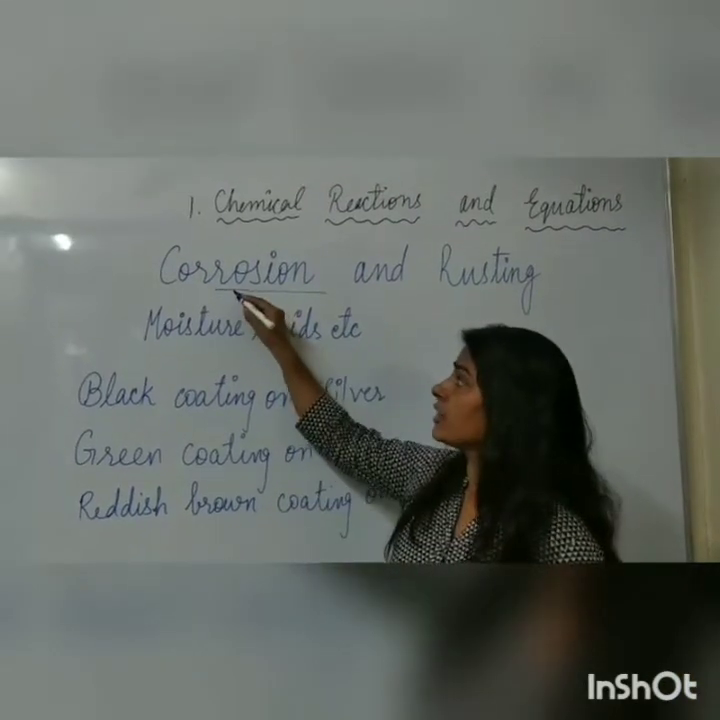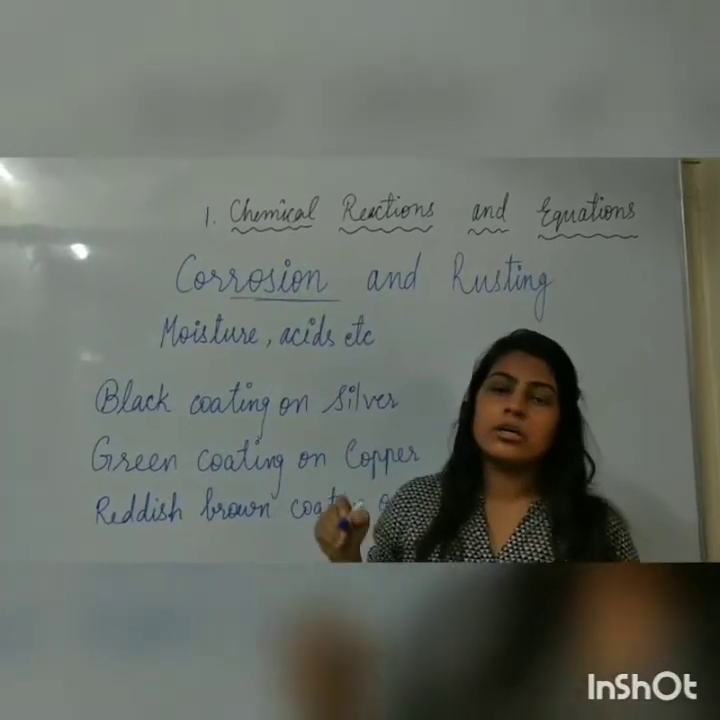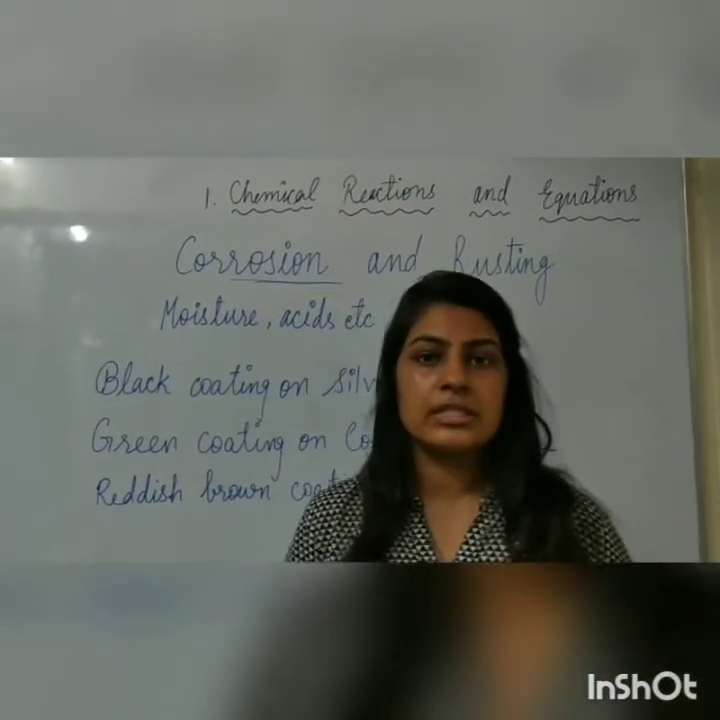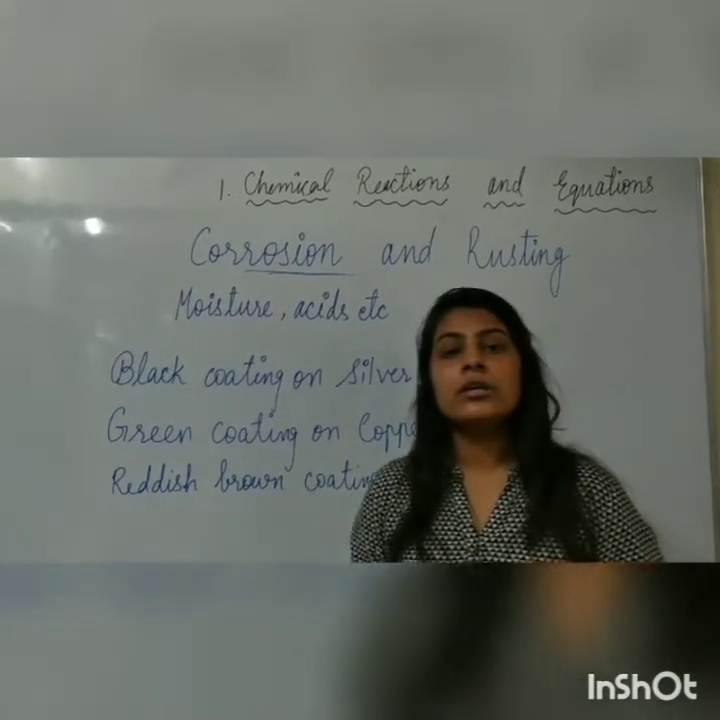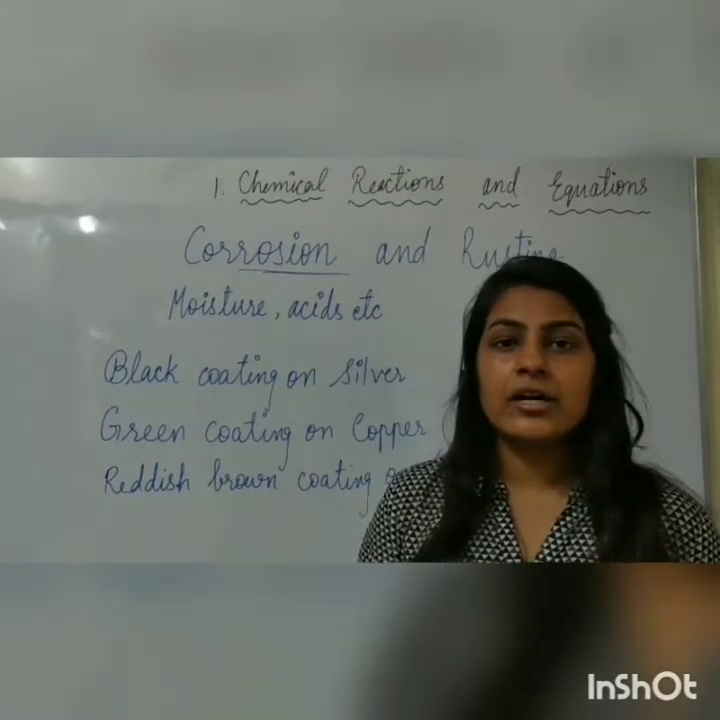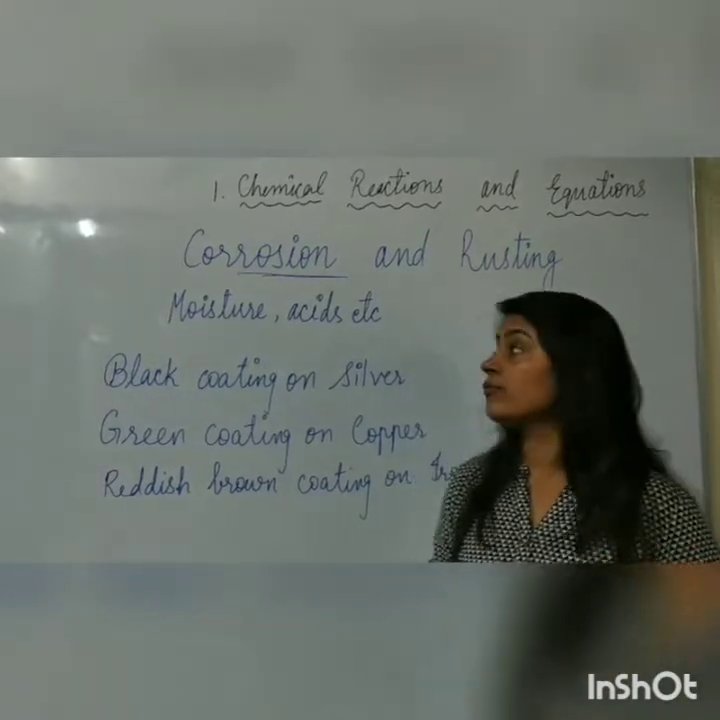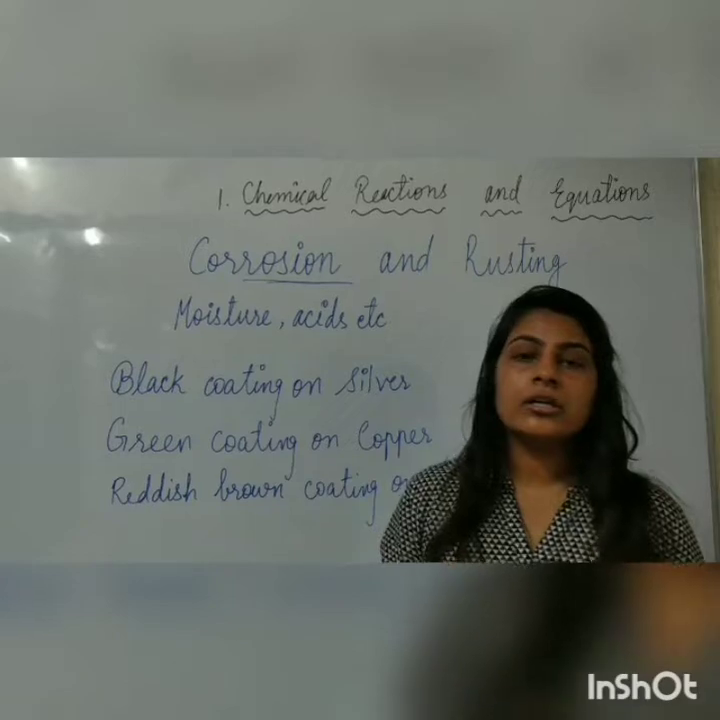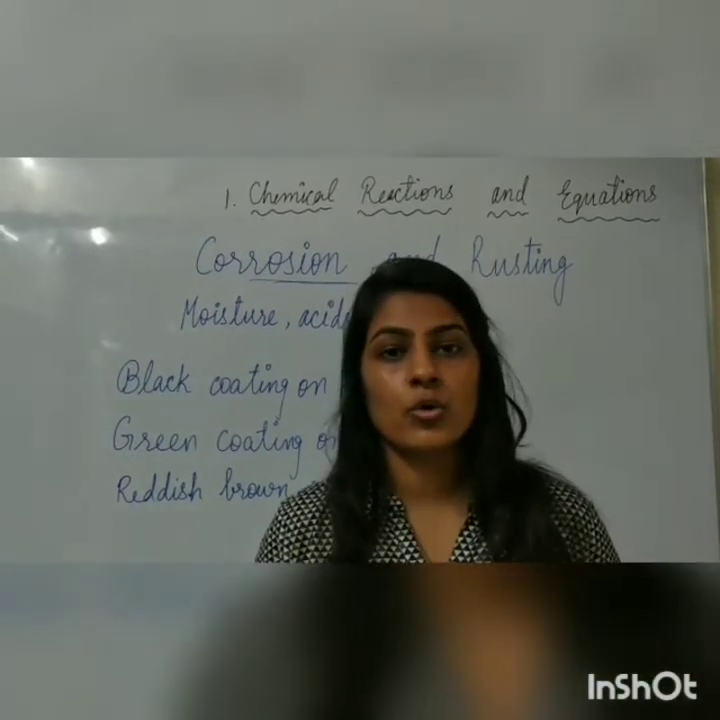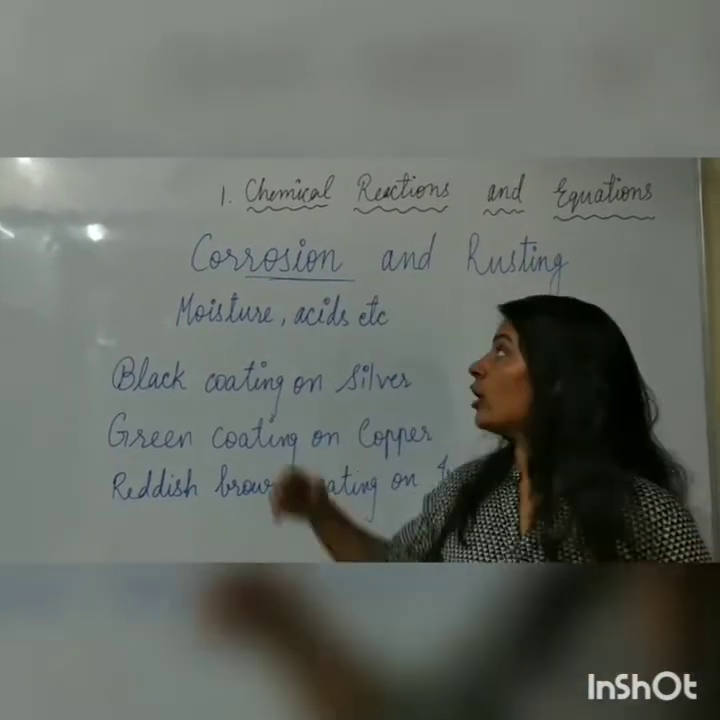Now we are starting a new topic, that is corrosion. You are a little familiar with this word. What do we mean by corrosion? Actually, if a metal gets tarnished, if it comes in contact with moisture, acids, etc., the surface of the metal gets corroded, and that process is called corrosion.